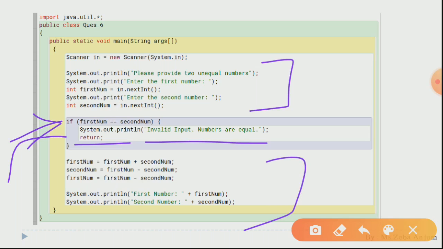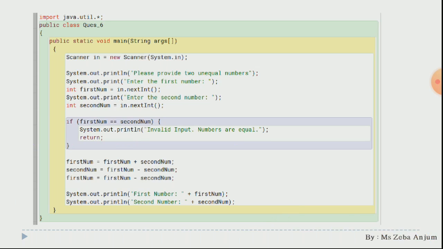You can use System.exit also in place of this return. This will also work fine. But you cannot use break over here, because break is used only in a looping construct, and here we are not using any loop. And if your first number is not equal to the second number, then what will happen: first number equals first number plus second number. These three lines of code you are going to solve out.